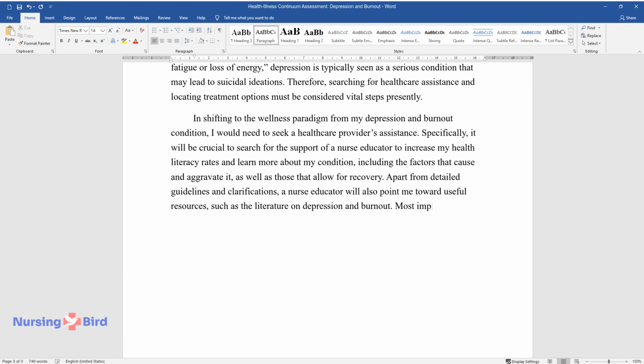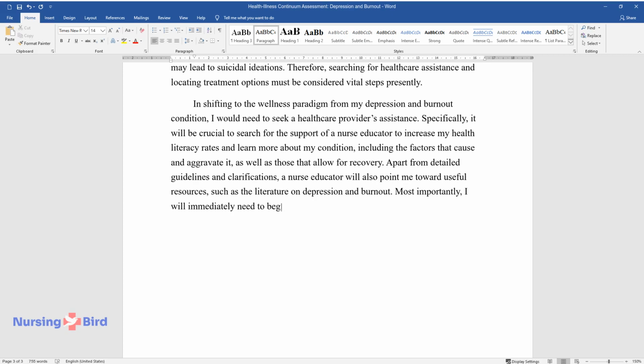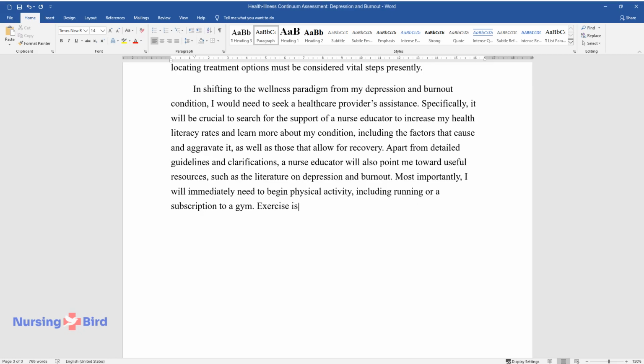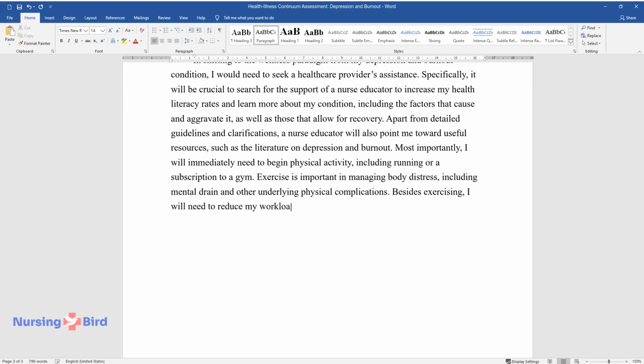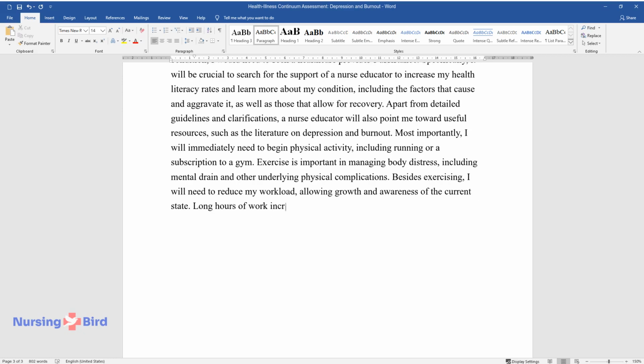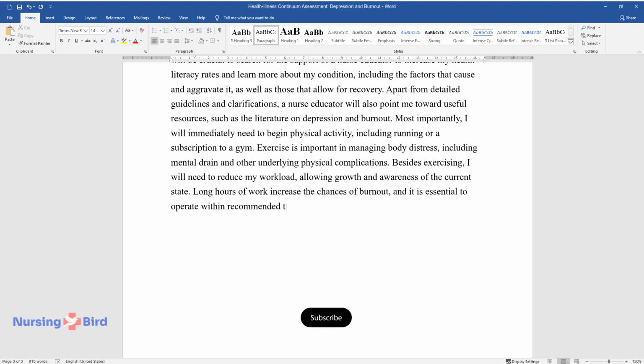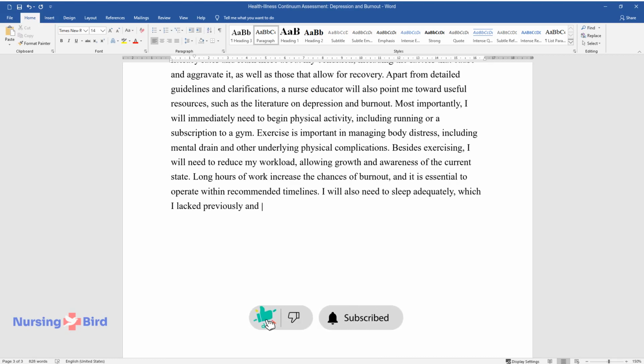Most importantly, I will immediately need to begin physical activity, including running or a subscription to a gym. Exercise is important in managing body distress, including mental drain and other underlying physical complications. Besides exercising, I will need to reduce my workload, allowing growth and awareness of the current state. Long hours of work increase the chances of burnout, and it is essential to operate within recommended timelines. I will also need to sleep adequately, which I lacked previously and could have contributed to my deteriorating health.